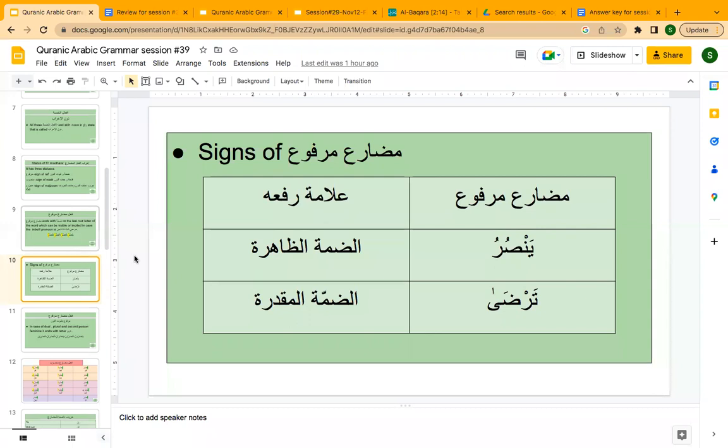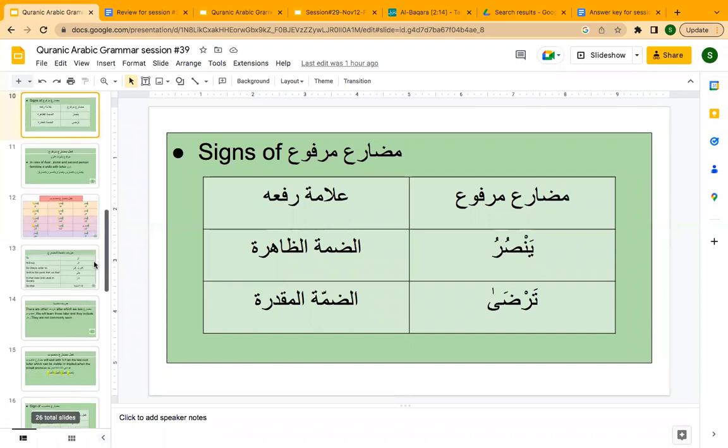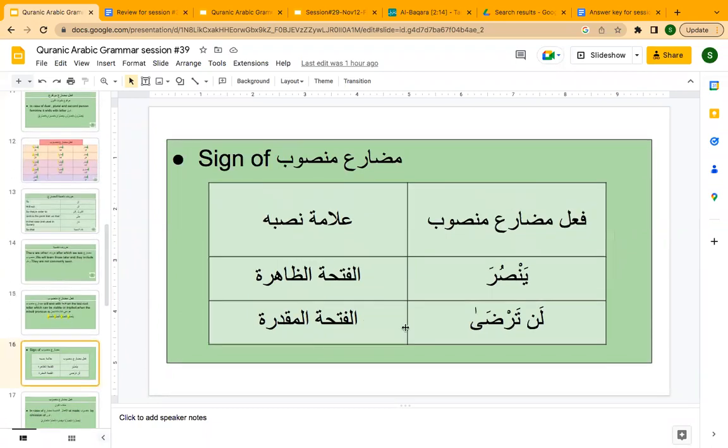It is implied. We know that the status of this word is rafa because there is nothing in front of it that is making it any other status, right? It is rafa in status, but we cannot see it, but we can still say that it is rafa in status. There is no reason otherwise. Compared to this slide, look at this one. When I show you yansura, it is very clear. It is mansub by fatha, that is zahira. You can see fatha is there, right?